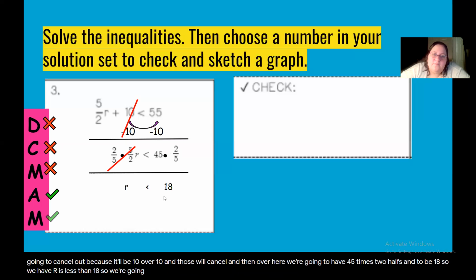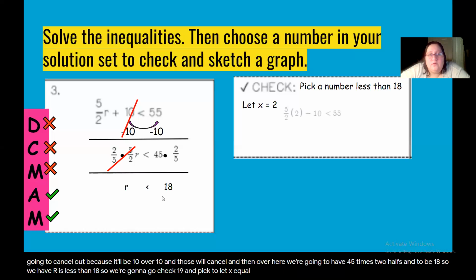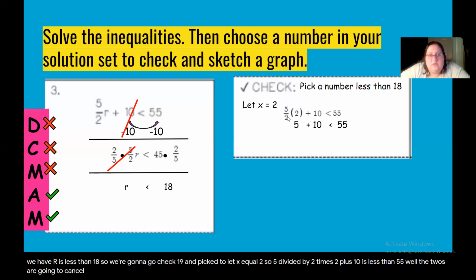So we're going to go check. We pick a number less than 18. I'm going to pick 2, let r equal 2. So 5 divided by 2 times 2 plus 10 is less than 55. Well, the 2's are going to cancel. We're going to be left with just 5. So 5 plus 10 is less than 55. 15 is less than 55, and that is a correct answer.